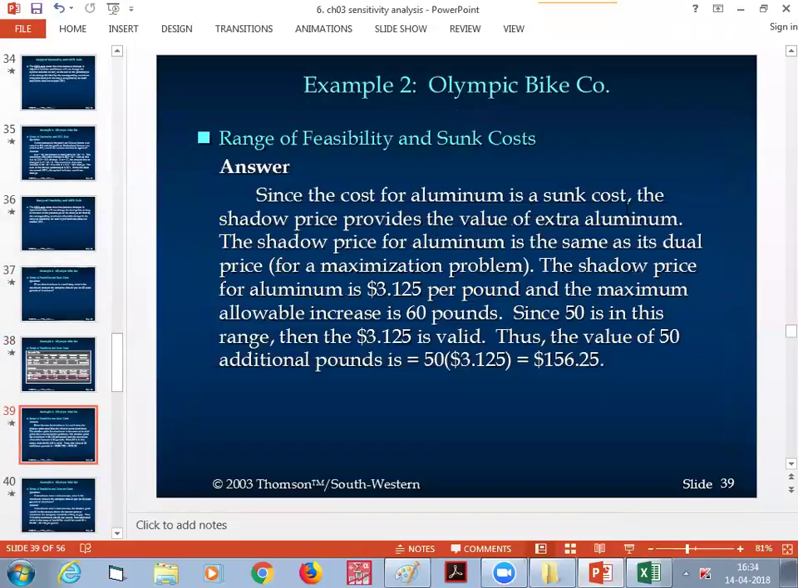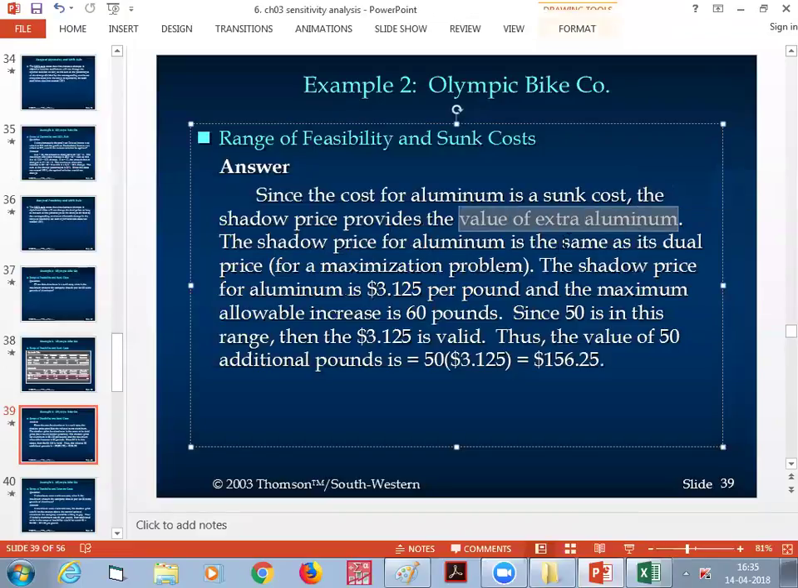Since the cost for aluminum is a sunk cost, the shadow price provides the value of extra aluminum. The shadow price is the same as the dual price for the maximization problem, as we said. The shadow price for aluminum is 3.125, and the maximum allowable increase is 60. Since 50 is within the range, this remains constant. So the value of 50 additional pounds is 50 times this, which is 156.25. So our optimal solution will increase by 156.25.